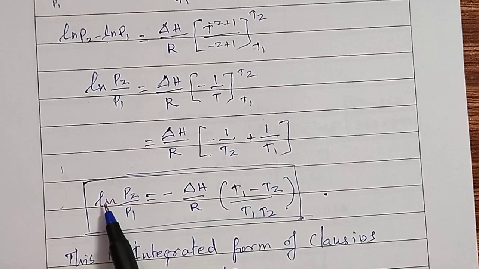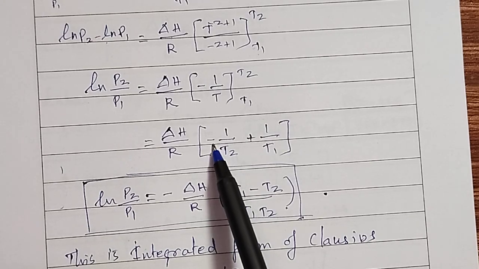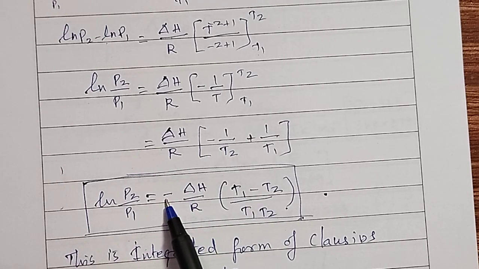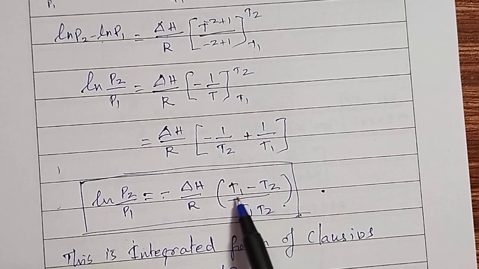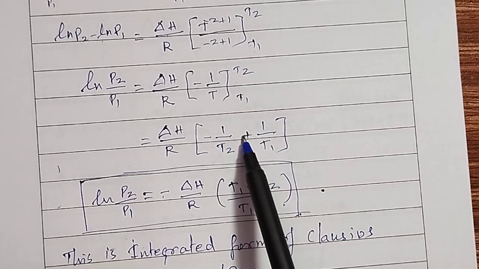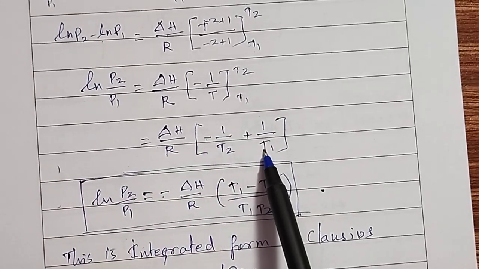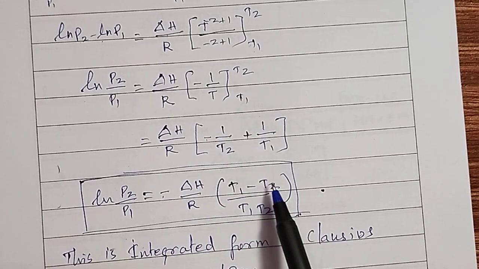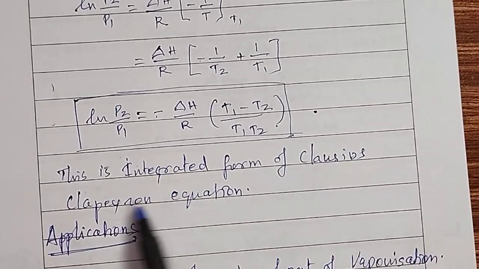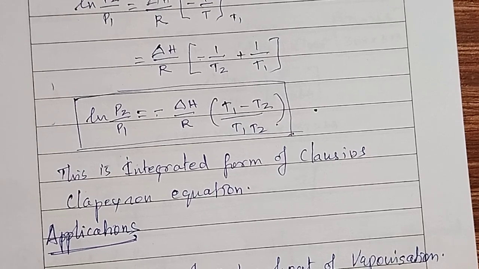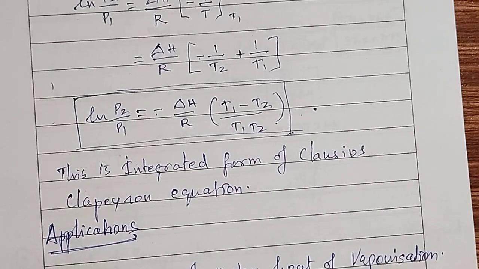Now therefore this ln P2 by P1 is equal to minus delta H by R, since I took this minus outside, and this will become T1 minus T2 over T1 T2. Upon cross multiplication, you will get T1 minus T2, and T1 T2. And this is the integrated form of the Clausius-Clapeyron equation. Sometimes we use this equation for problem solving, sometimes we use the other equation, depending upon the situation.